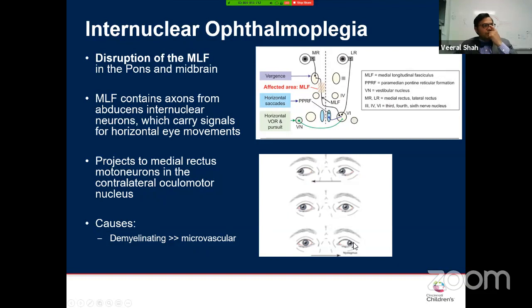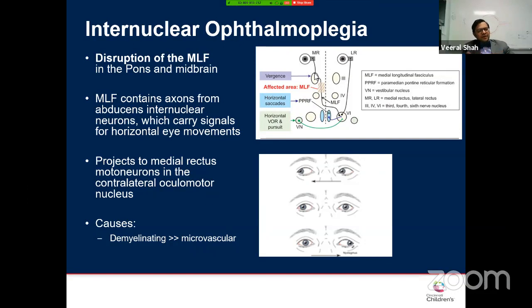Now, the one thing that's really important, and I know you guys know this one pretty well, is that you can test for this because even though they can't do this movement because there's a disruption in the MLF, they should still have vergence intact. So if you are seeing an adduction deficit and you're seeing a nystagmus. Now the nystagmus on the other eye may or may not be there.